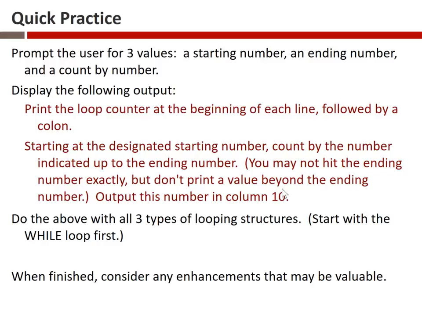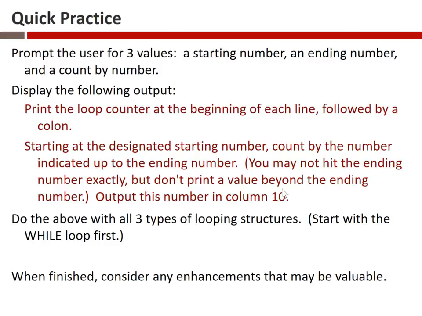So here's what you're going to do. You're going to prompt the user for three values: a starting number, an ending number, and a count by number. And once you have that, you're going to print the loop counter at the beginning of each line of output, followed by a colon. And then starting at the designated starting number, count by the number indicated up to the ending number, realizing that you might not hit that exactly.